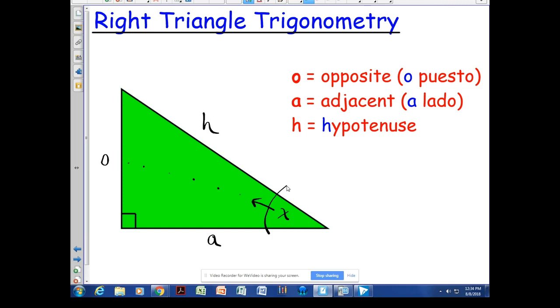Now, one thing that's extremely important to remember is that sometimes you might be using the other angle in right triangle trigonometry. And if you're using the other angle, the two letters that are going to change are the O, which is now down here, and the A. The hypotenuse doesn't change. So be very, very careful about how you place the O, A, and H, because it is extremely important in all right triangle trigonometry problems.